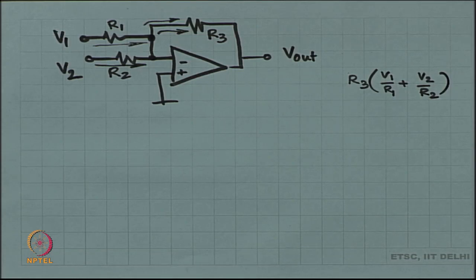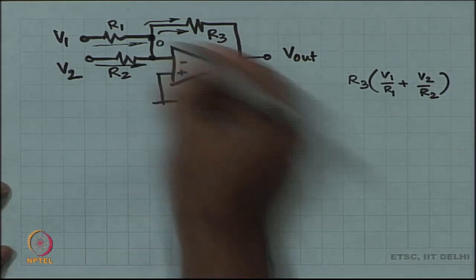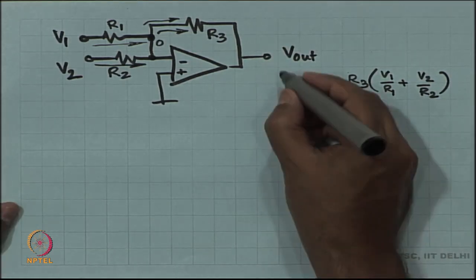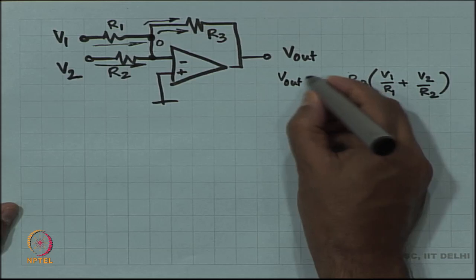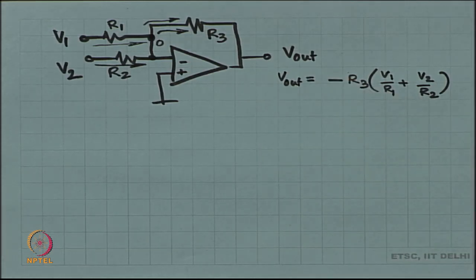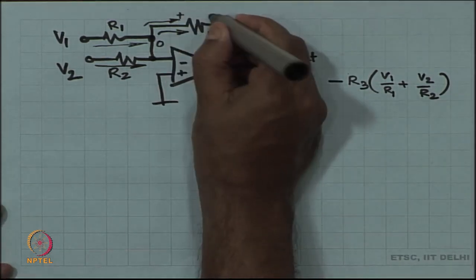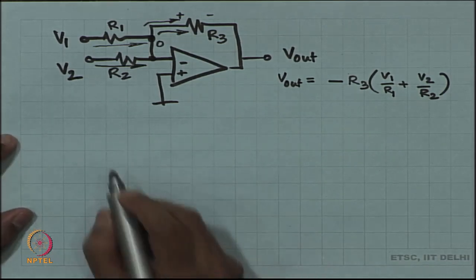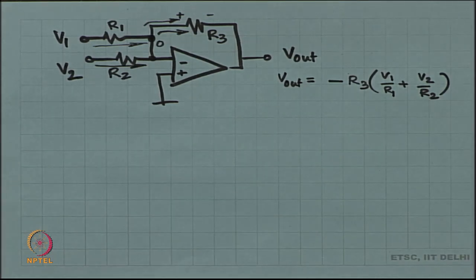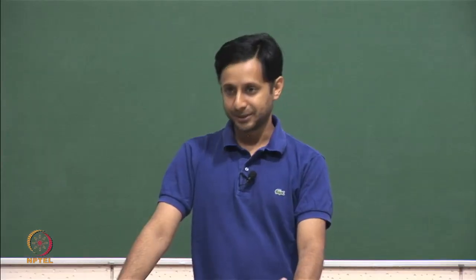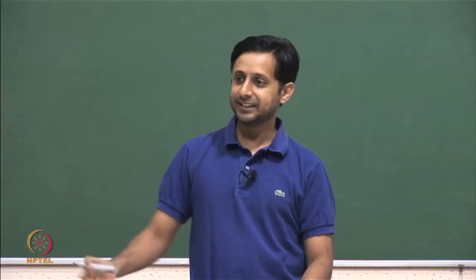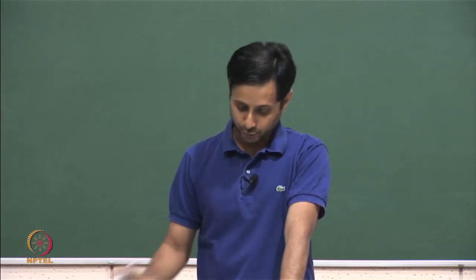This is the drop across R3 and it starts from a potential of 0. So, it ends at a negative potential of minus R3 times V1 by R1 plus V2 by R2. So, this is basically the idea in this case. All right. So, this was the adder. The reason why we called this an adder is because the currents got added. Otherwise, this is pretty much the operation, you get an addition and also an inversion.